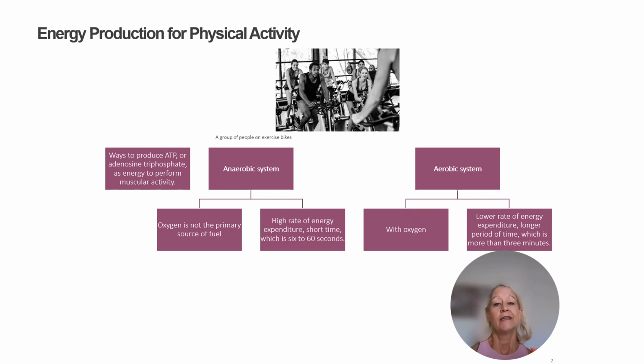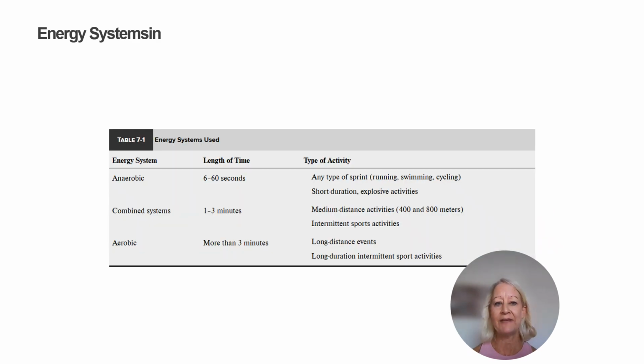anaerobic. Now, ATP, or adenosine triphosphate, is the primary energy source for muscular activity. The body produces ATP through two main systems. This graphic gives us a better look at the energy systems that are used. You can see there's actually 3 systems versus just 2.